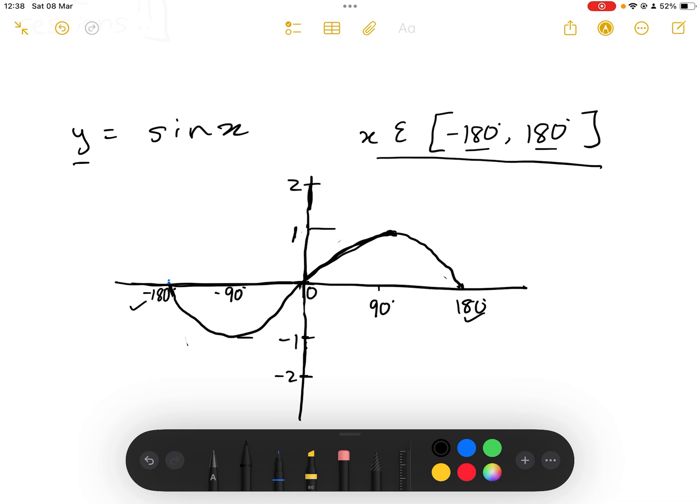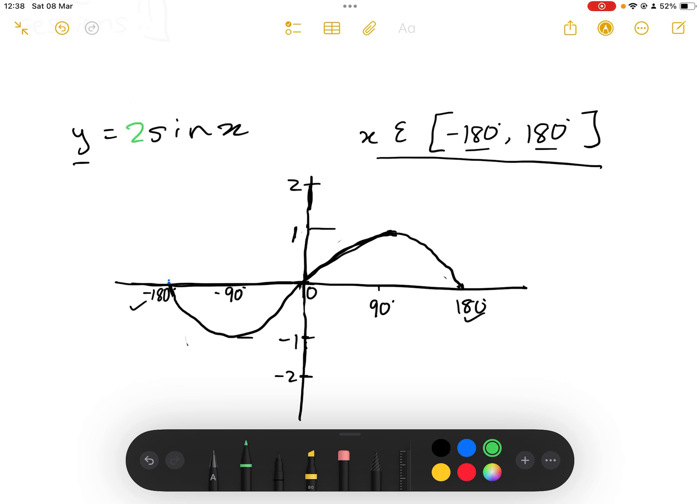And the period, you're going to calculate it by saying 360 divided by b. The b here is 1 because nothing is written here. That means it's 1. So it's still going to be a period of 360. But let's move on. Let's just say the graph has been changed with a little tweak, and now there is a 2. Example, let's just say here there's a 2.